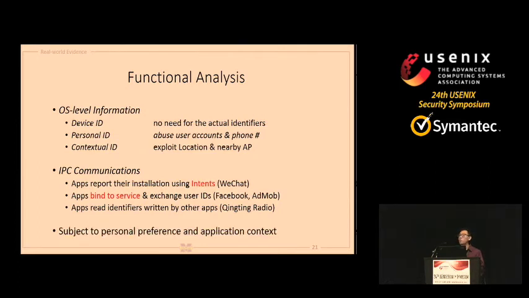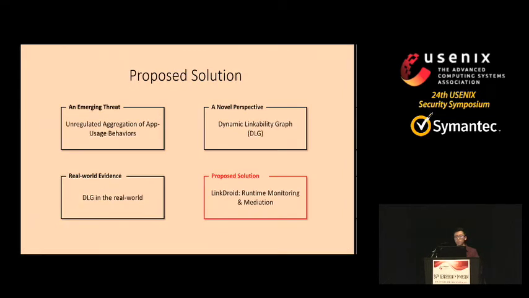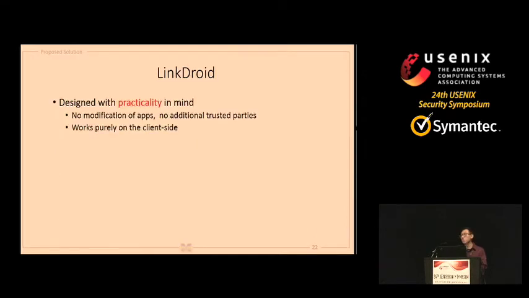And most of the behavior we talk about here may not be necessary to the app's functionality. However, whether they're legitimate or not is subject to the personal preference of the users and the specific application context. Therefore, we think it's necessary to involve the user in this decision-making process. So next, let's come to the proposed solution, LinkDroid, which provides runtime monitoring and mediation of the linkability. LinkDroid is designed with practicality in mind. It doesn't require modification of mobile applications. It introduces no trusted parties, and it can work purely on the client side.